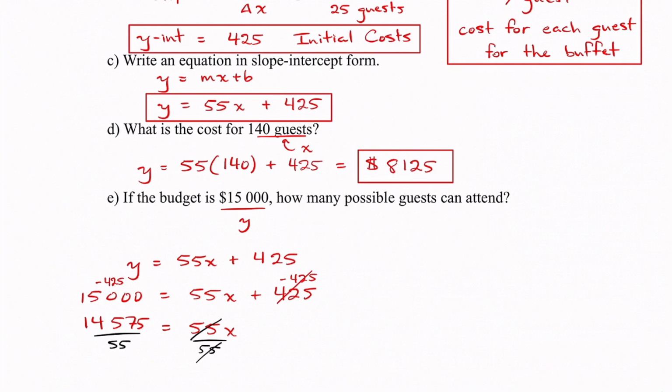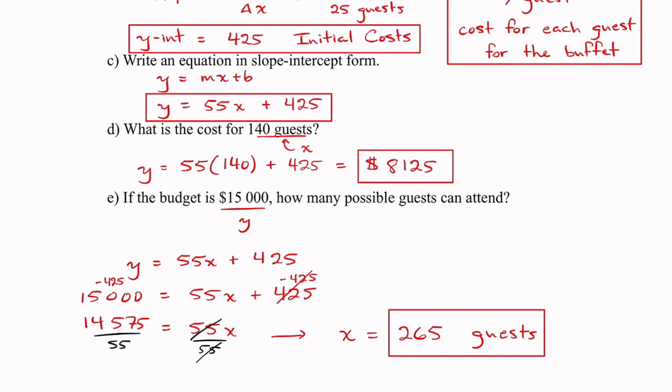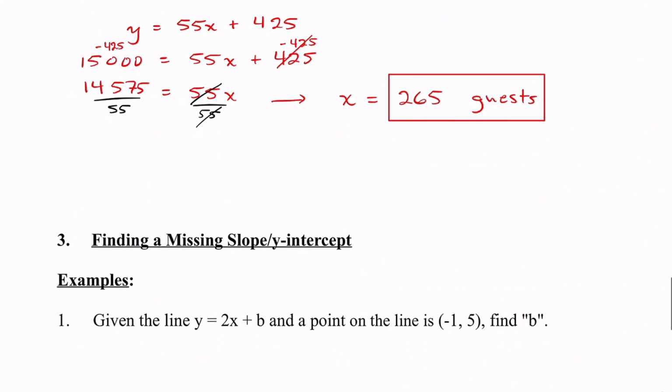So those cancel, and we end up getting out of this, x is equal to, taking 14,575 and dividing by 55, you'll get 265. So that's 265 guests that could attend. That's the max amount of people for your budget of 15,000. So that was our last word problem. We just got one more type of question here we're going to look at.